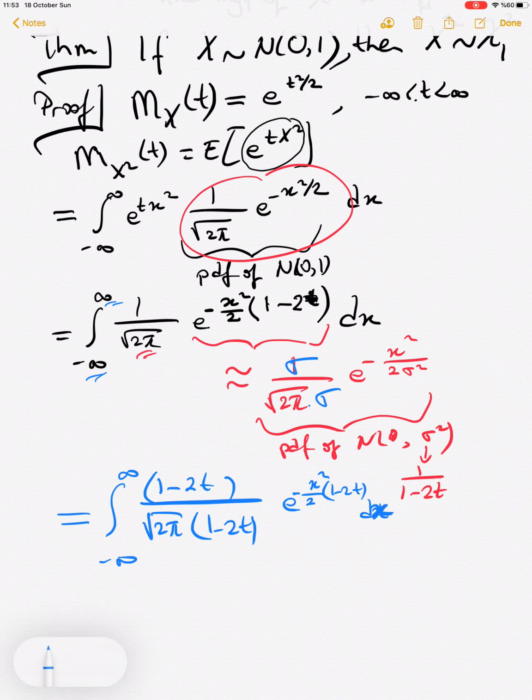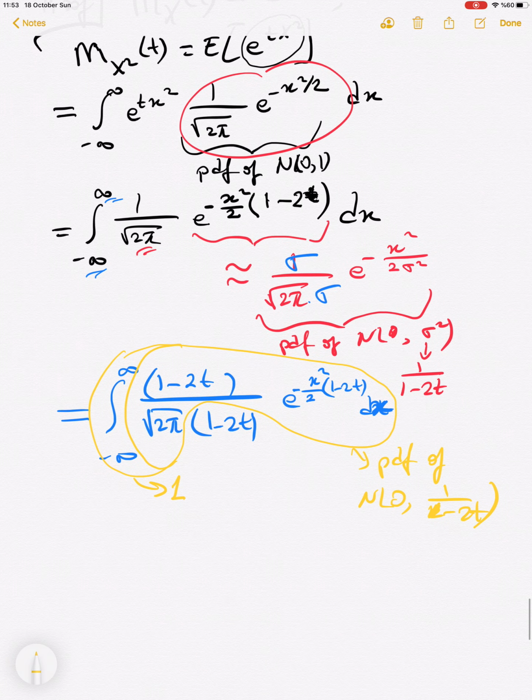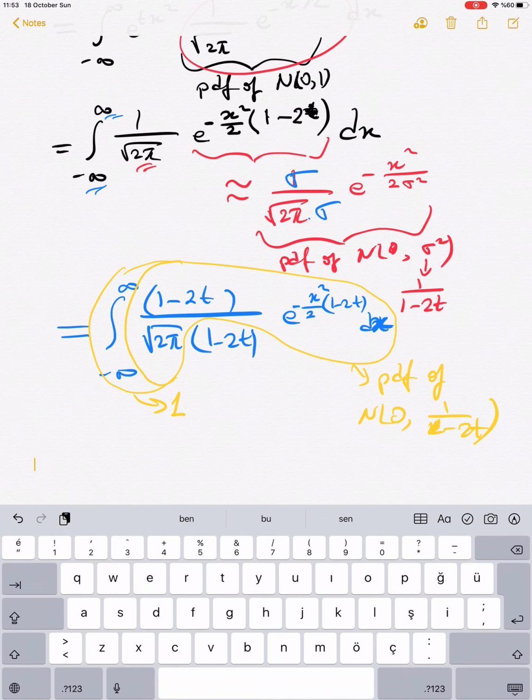So when we consider this part, this part will be the exact PDF of a normal with 0 mean and 1 over (1 minus 2t) variance. Okay, and then with integrating it, this part is the PDF and the whole integral will be 1. So what's our outcome of the integral?